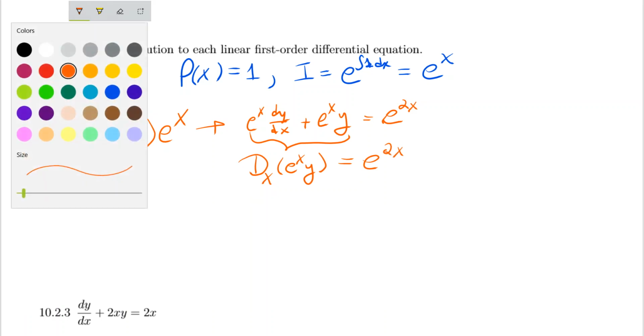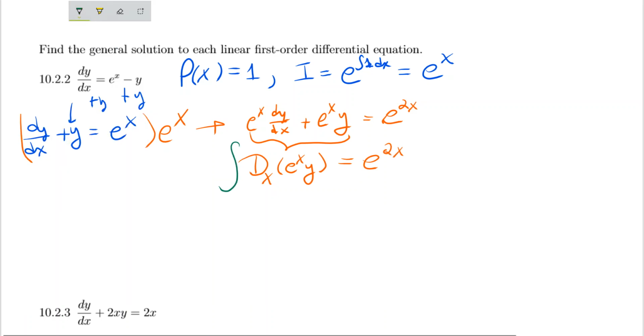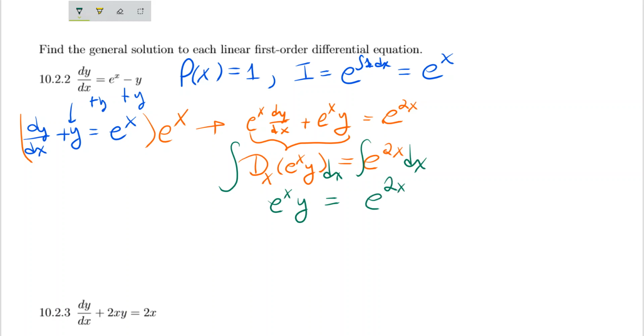Let's step up to some integration. Integrate with respect to dx, integrate with respect to dx. Here I'm just going to get e to the x y. Over here I'm going to have to be very careful. I'm going to get e to the 2x and then over 2. Yeah, over 2. I had to think about that for a second. Plus my c.